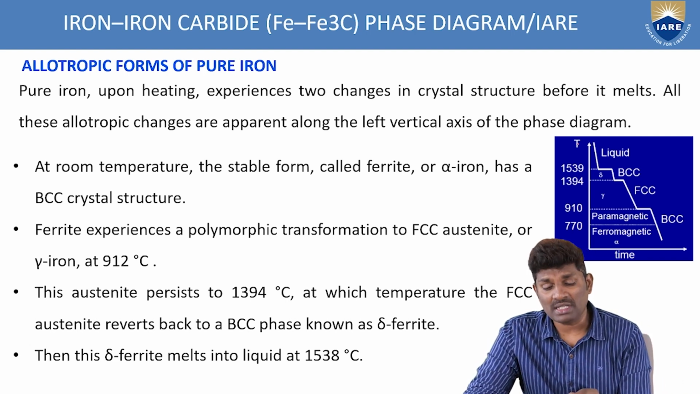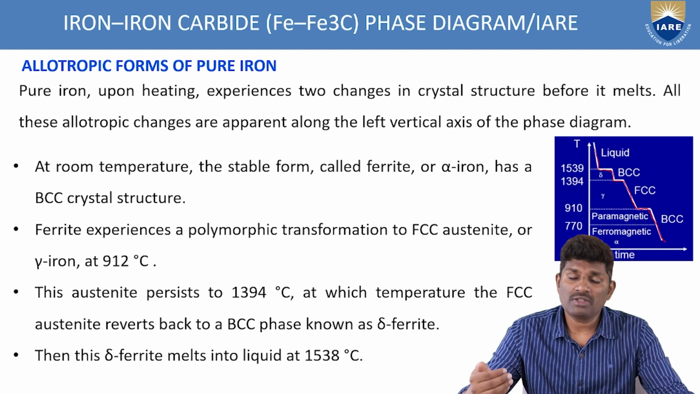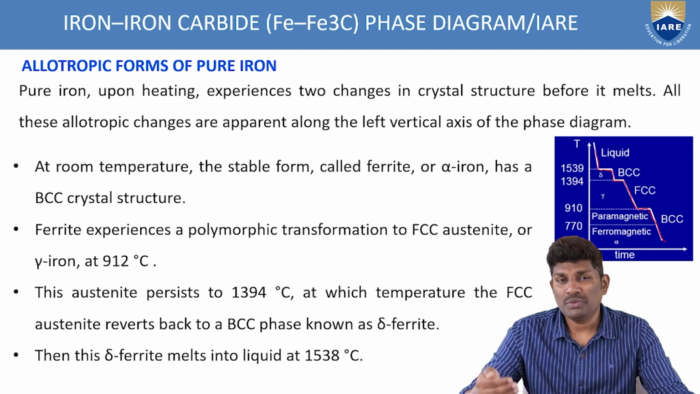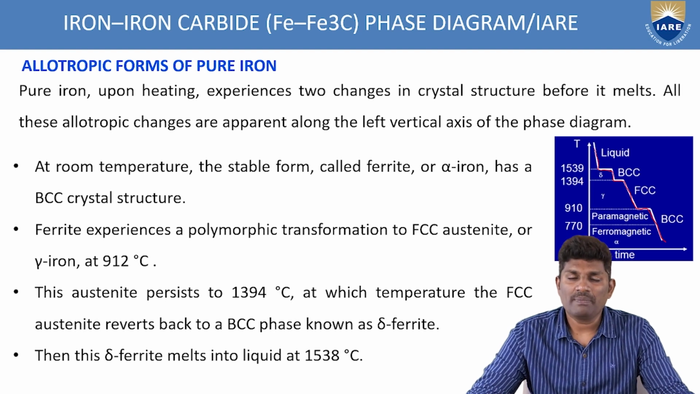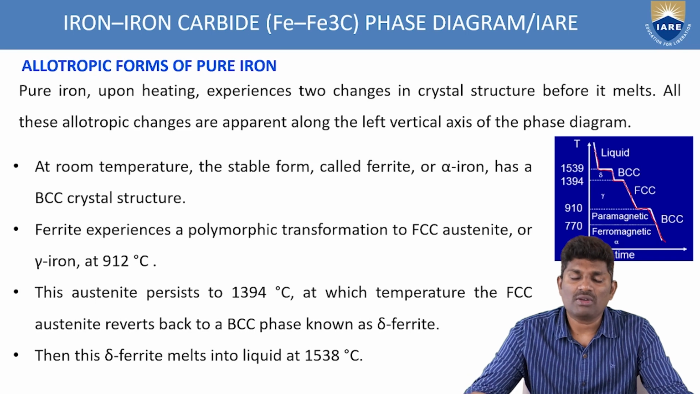Before it was in a liquid state, slowly it goes to BCC, next FCC, and again to BCC. So this is the allotropic form of the changes of the crystal structure during the heating process. Before the melting state of the pure iron, it will experience two or different changes of the crystal structure.